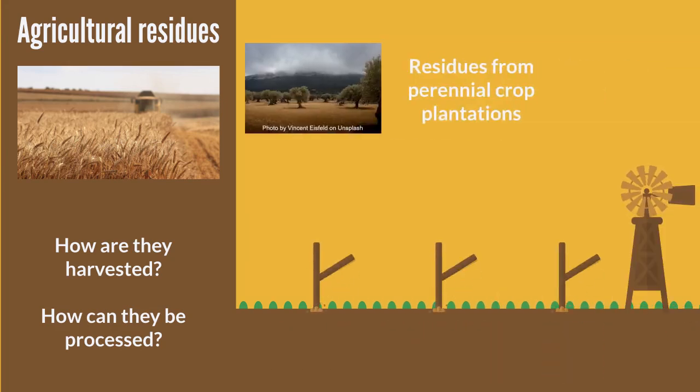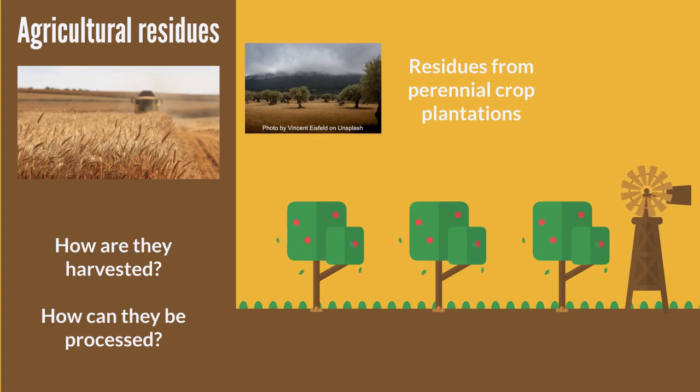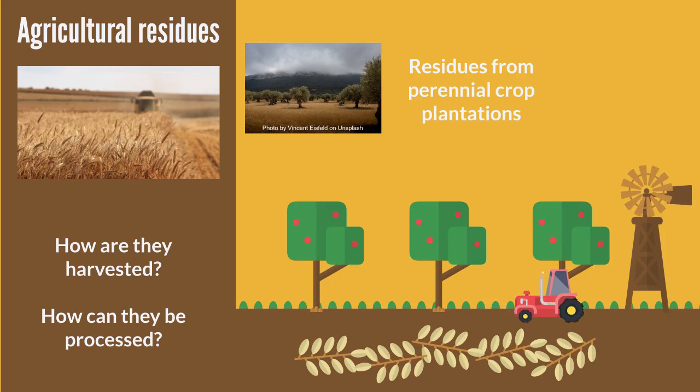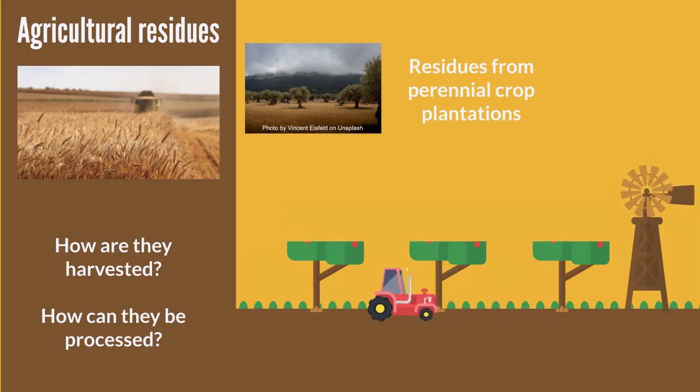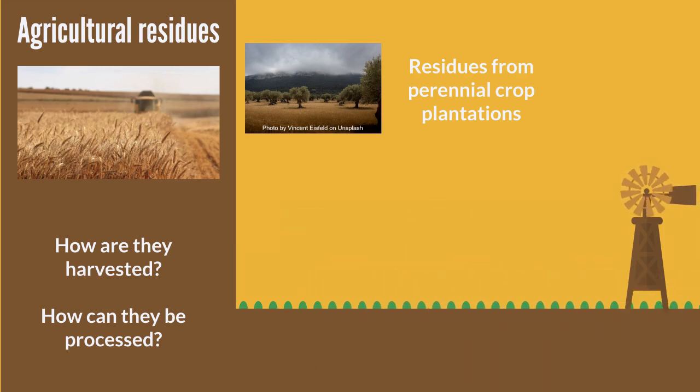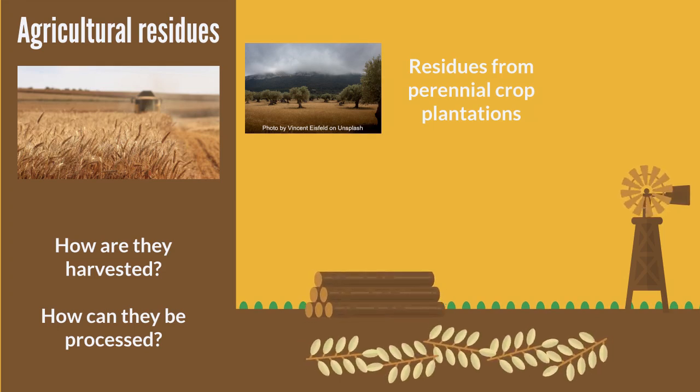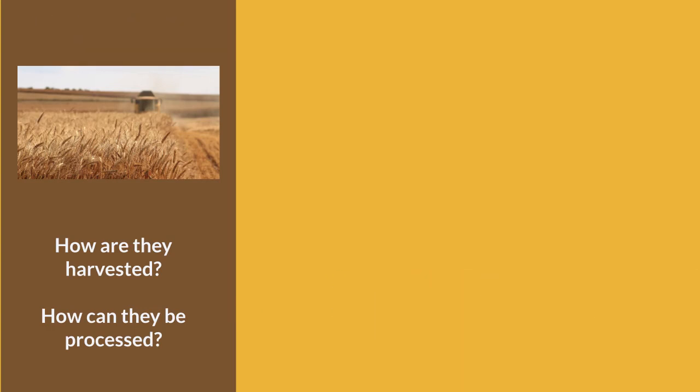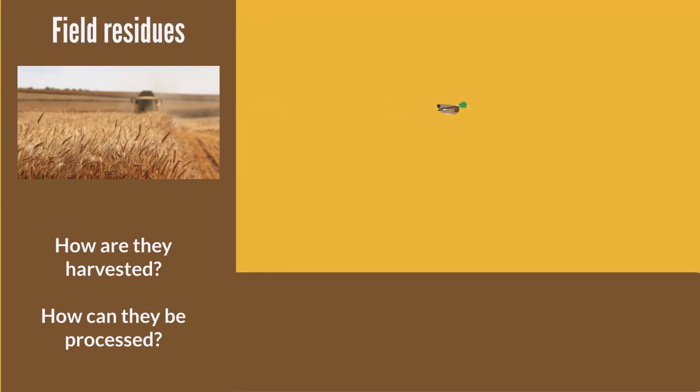The cultivation of perennial crop plantations generates residues with 2 main activities: pruning during the production cycle and removal at the end of the production cycle. They could be considered as field residues, however their harvesting and processing differs from other annual crops like cereals. Let's start by studying field residues in more detail.